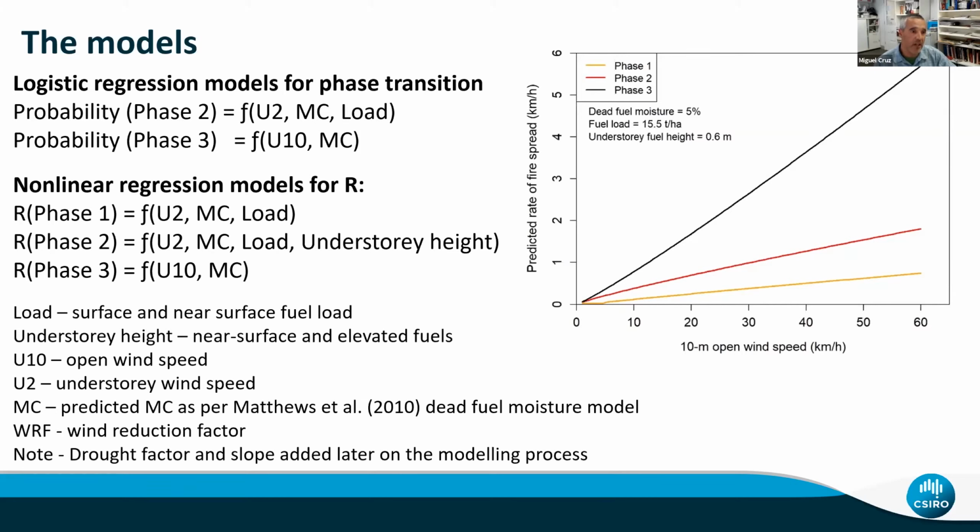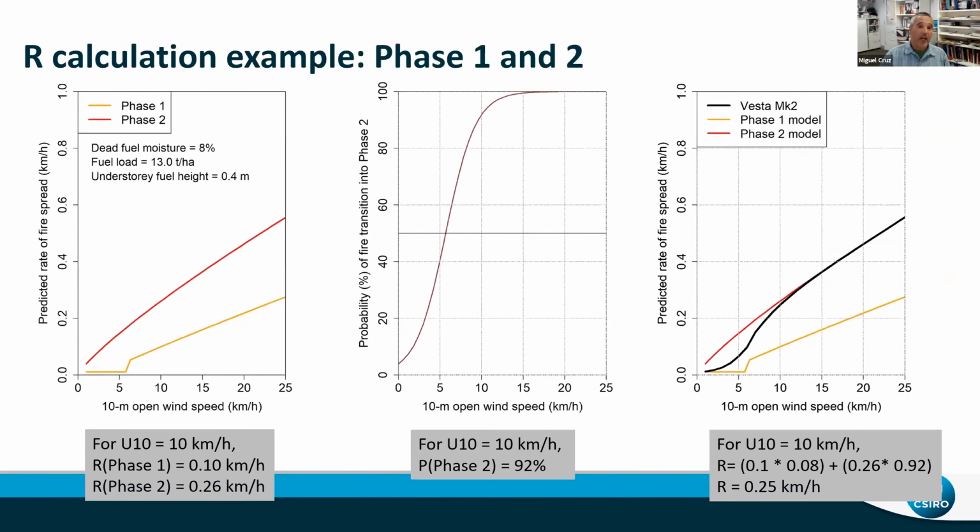So as you can see here, another need you have to run this model, you need to have a wind reduction factor that links the open wind with the understory wind. And up to here, we don't have yet the effect of drought factor and slope. So that will come later. Now, to use this model, the user does not need to calculate the rate of spread for each phase. Now, everything is kind of automatic.